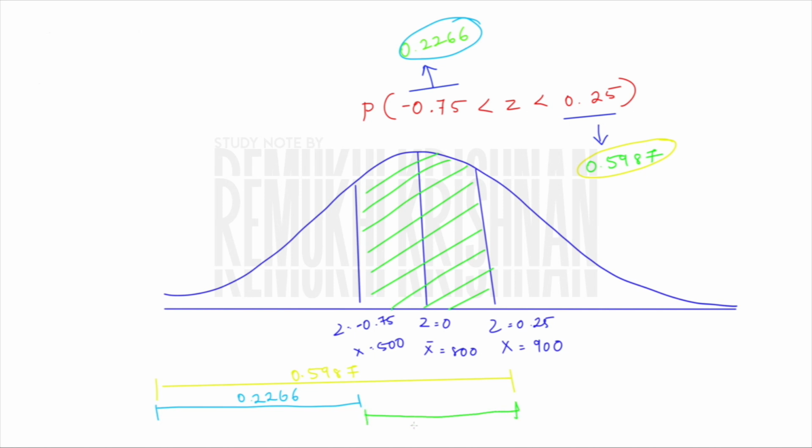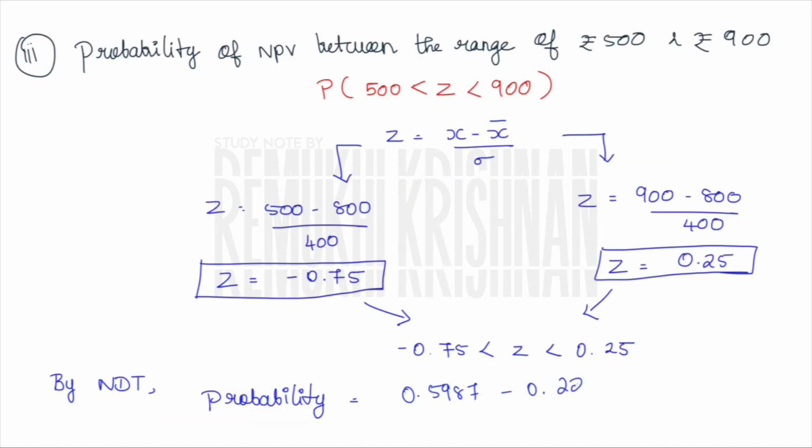That is, by subtracting these two, we will be arriving at our answer. So yeah, I'm just writing it again here. So finally I have arrived at the percentage of getting net present value between the range. It is nothing but 37%.